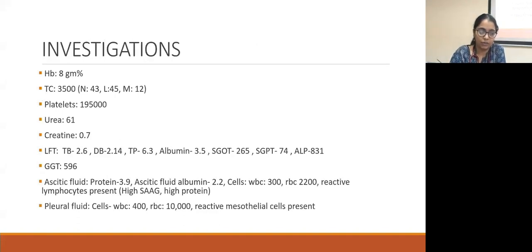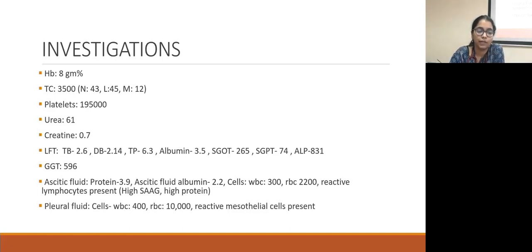HB at 8 gram initially, total counts at 3,500, neutrophils of 45, lymphocytes of 45 and monocytes at 12, platelets at 1,95,000, urea at 61, creat at 0.7, total bilirubin at 2.6 and direct bilirubin at 2.14 with a total protein of 6.3, albumin of 3.5. SGOT and SGPT were elevated, SGOT at 265 and SGPT at 74. Alkaline phosphatase was also grossly elevated at 831.